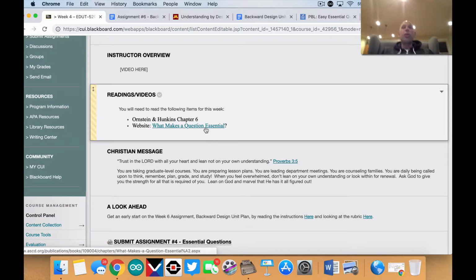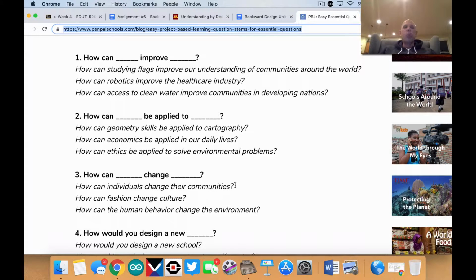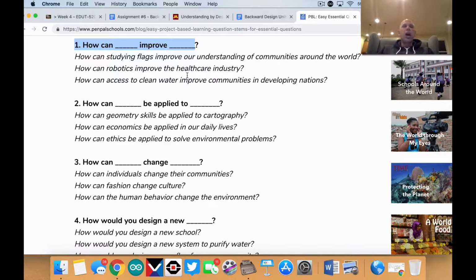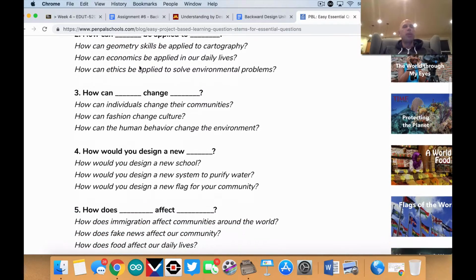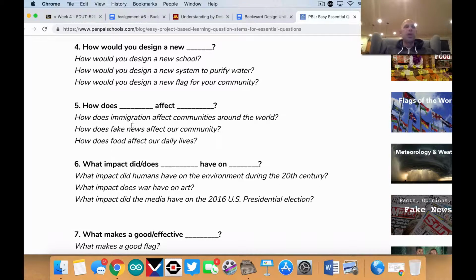Okay. And when I'm creating my own, I really find this project-based learning website extremely useful. I use these when I create my essential questions for my chemistry class and my robotics class. And they're basically stems that give you examples with respect to the tenets of an essential question. Something that's open-ended, specific enough, targeted enough. There are a myriad of different possible answers, and you're going to read more about that. How can blank improve blank? How can blank be applied to blank? How can blank change blank? How would you design a new blank, etc.? And gives you examples down here.